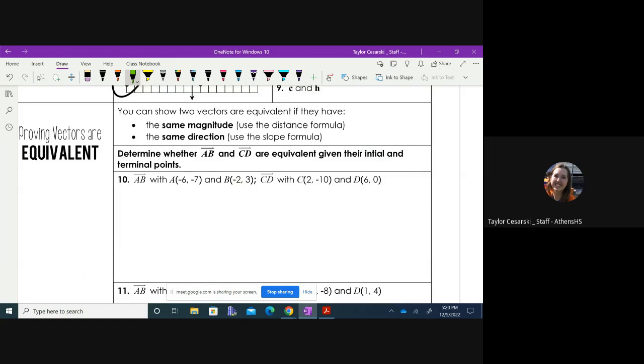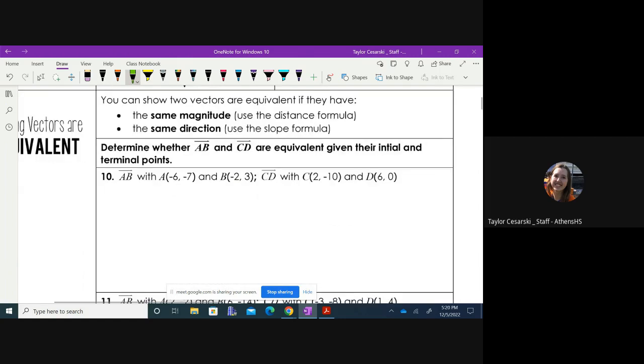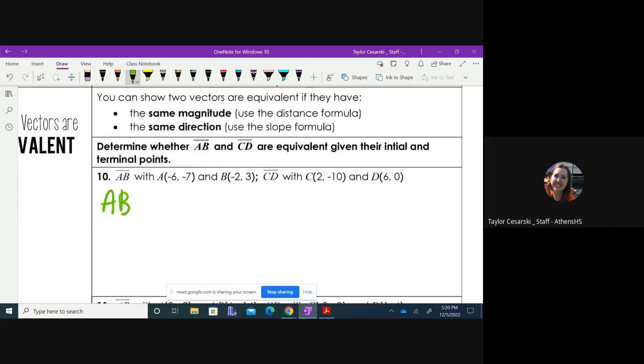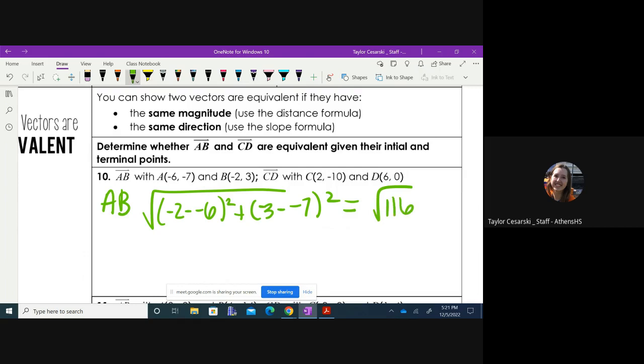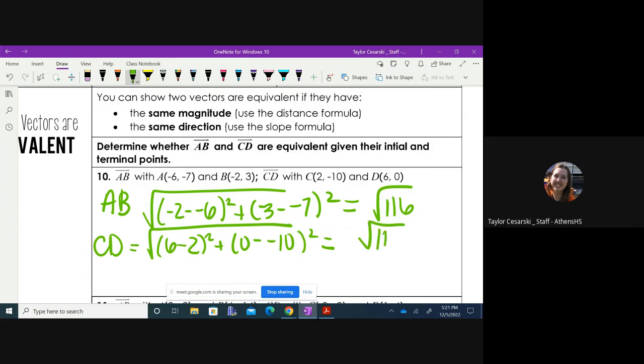Okay. So to prove they're equivalent, same magnitude, same direction, meaning same magnitude, same length, we can do that with the distance formula, and same direction, do that with the slope formula. So if I'm looking at AB right here, to find the length, that would be -2 minus -6 squared and 3 minus -7 squared. That gives me 116. To find the length of CD, that would be 6 minus 2 squared plus 0 minus -10 squared. Type that in your calculator. That also gives you 116. So those definitely have the same magnitude.